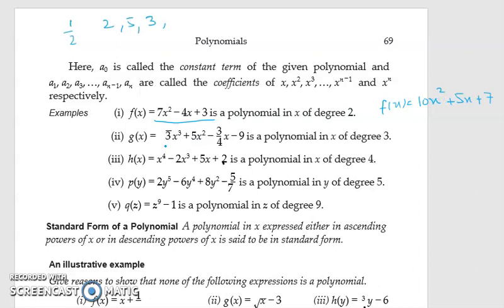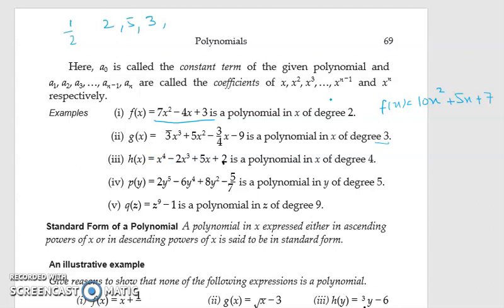Second, 3x cube plus 5x square minus 3 by 4x minus 9 is a polynomial in x of degree 3. Why? Because the highest power of the variable here is 3, so the degree will be 3. Come to third, x4 minus 2x cube plus 5x plus 2 is a polynomial in x of degree 4. Why is it degree 4? Because the highest power here is 4: here it is 1, here it is 3 and here it is 4. So the degree will be 4.